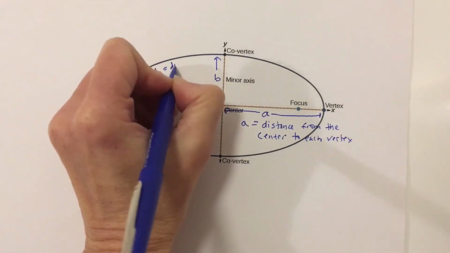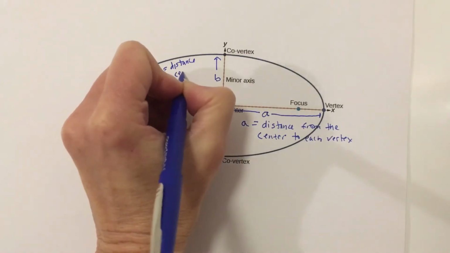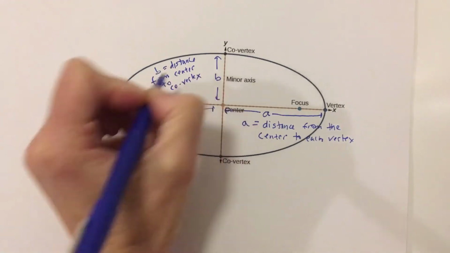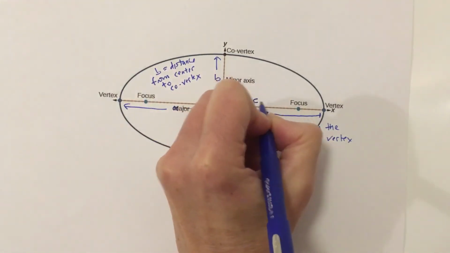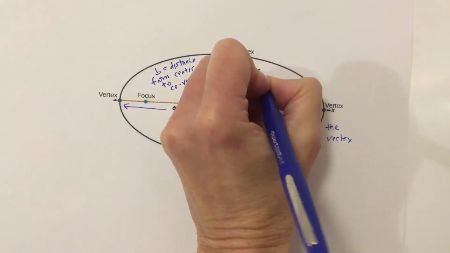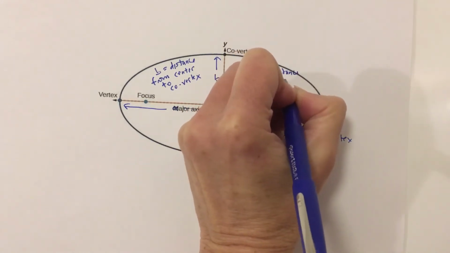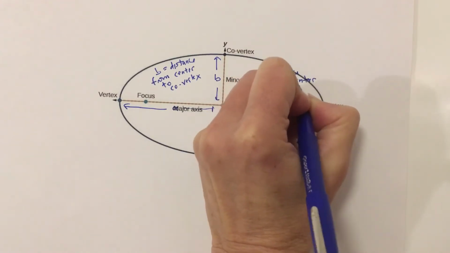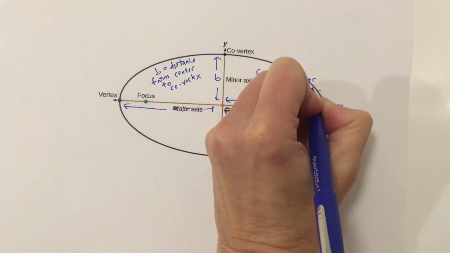So B equals the distance from center to co-vertex. And then there's one more letter, and that would be C, which I always remember because the word focus has a C in it. C is the distance from the center to the focus. So C is the distance from the center to the focus. Oh, I spelled that weird, sorry, that's an S.